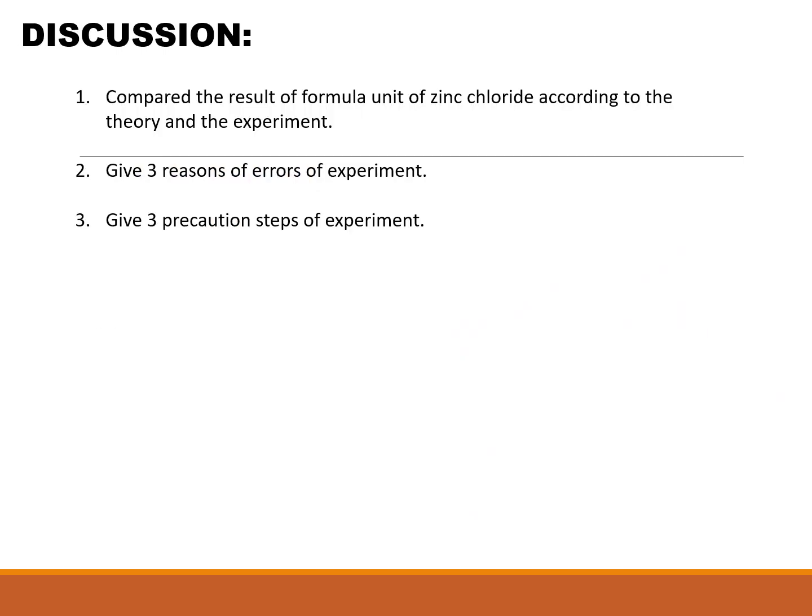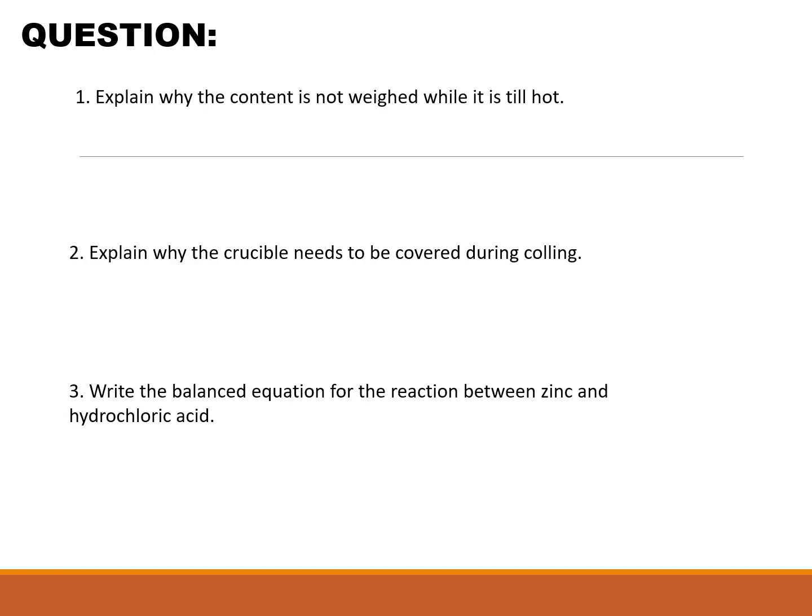For discussion, compare the result of the formula unit of zinc chloride according to theory and experiment. So you can list out the formula unit for theory and the experiment you get. Second, give 3 reasons for error of the experiment, and the last one, give 3 precaution steps of the experiment. After completing the lab report, don't forget to answer the 3 questions in your lab report. So I think you can solve the problem.